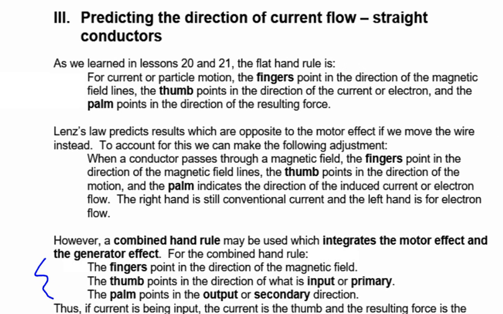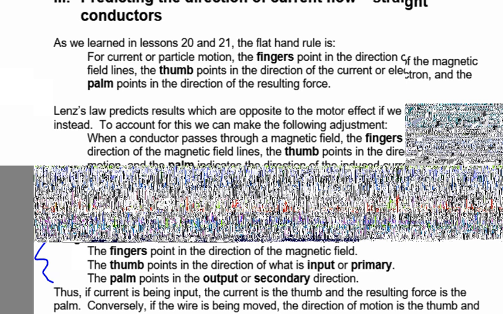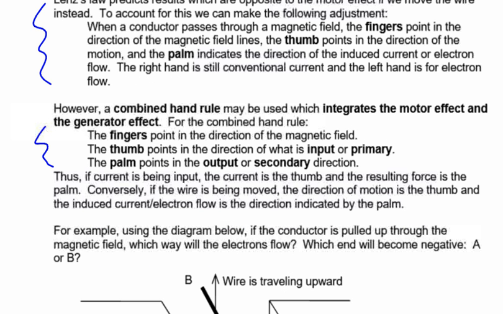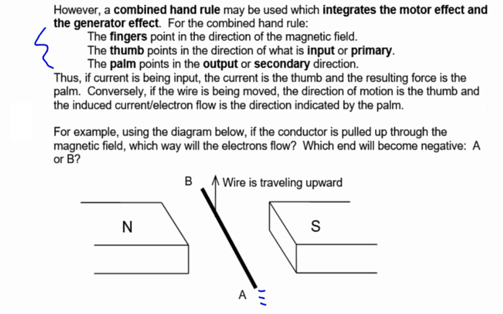Okay, so now predicting the direction of current flow with straight conductors, so it's kind of going back a little bit. So Lenz's law, we kind of figured out that's what we were showing before, right? The way that works. So what we're going to do is called the combined hand rule. It's really rule 3 from the last one. But here's what's going to change.